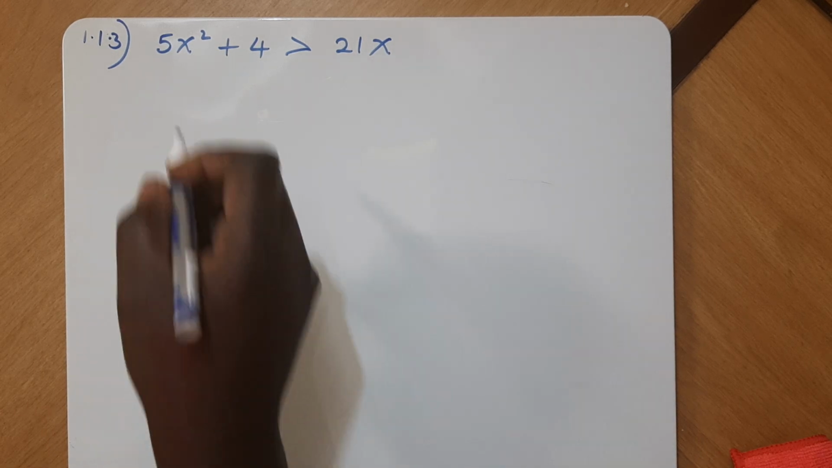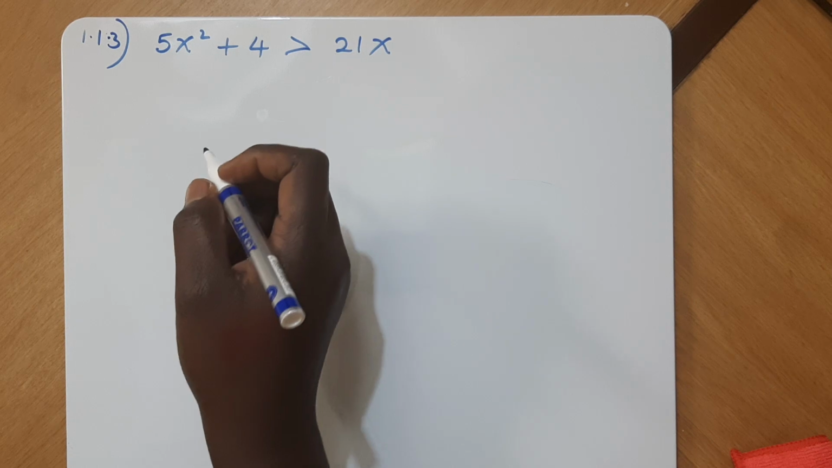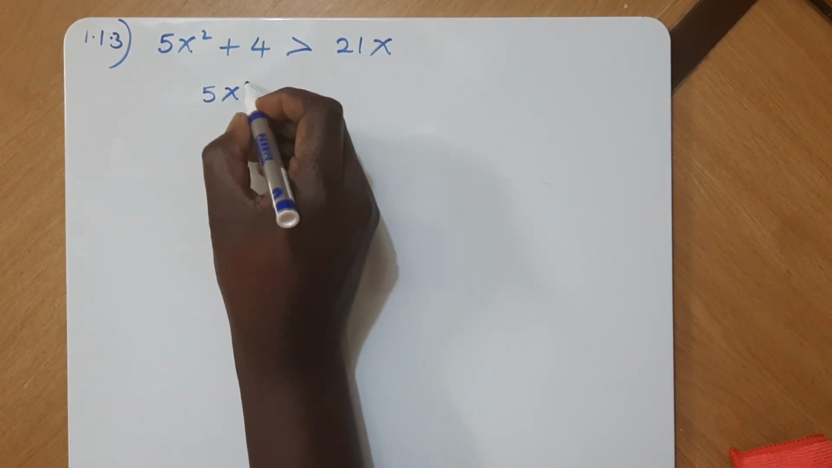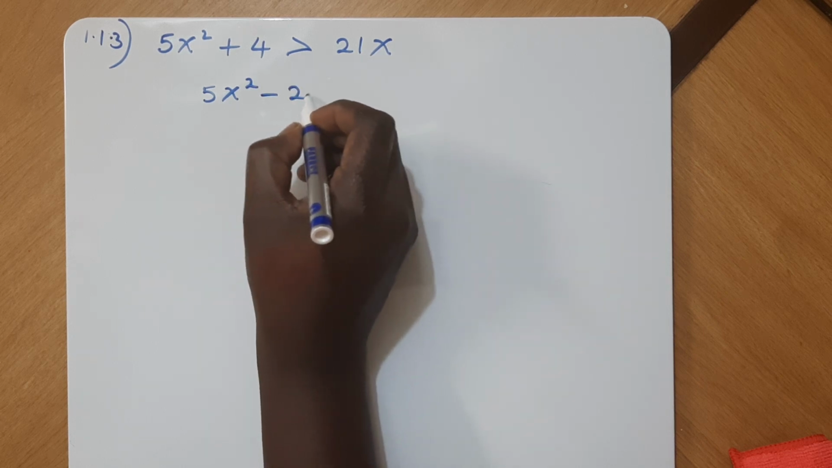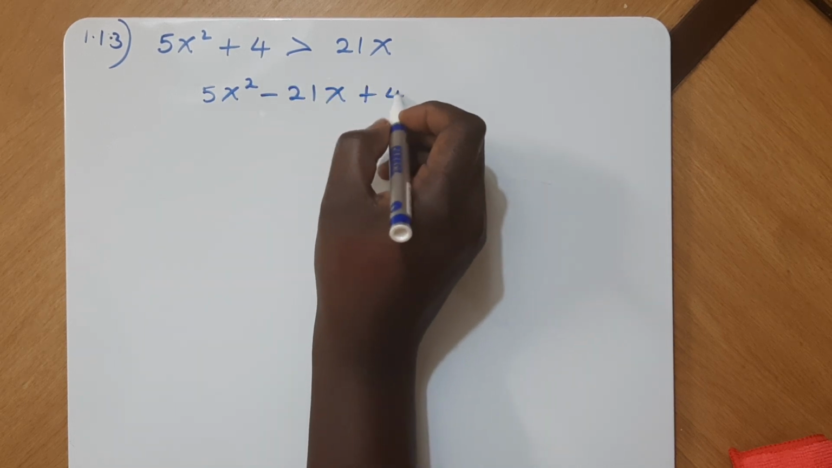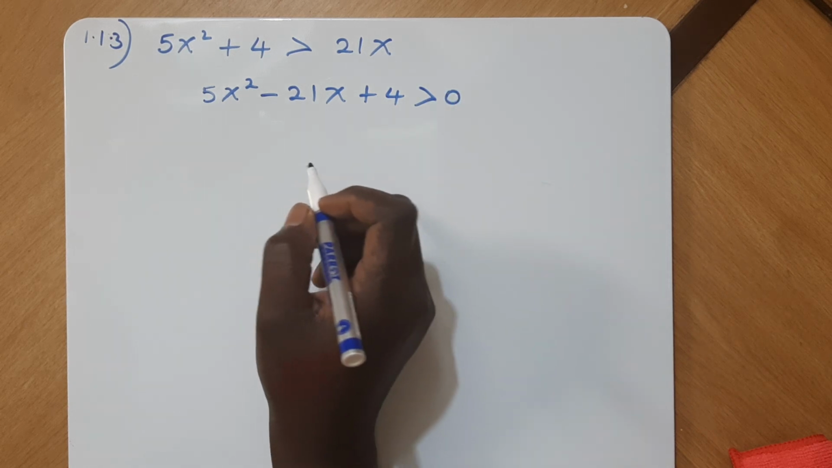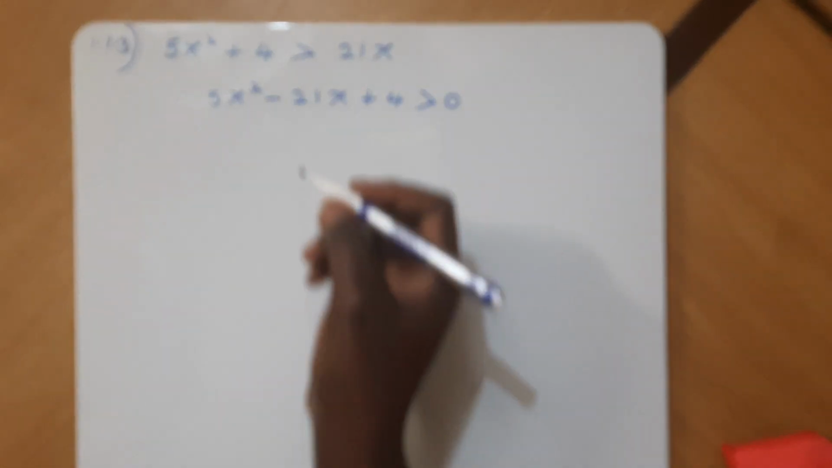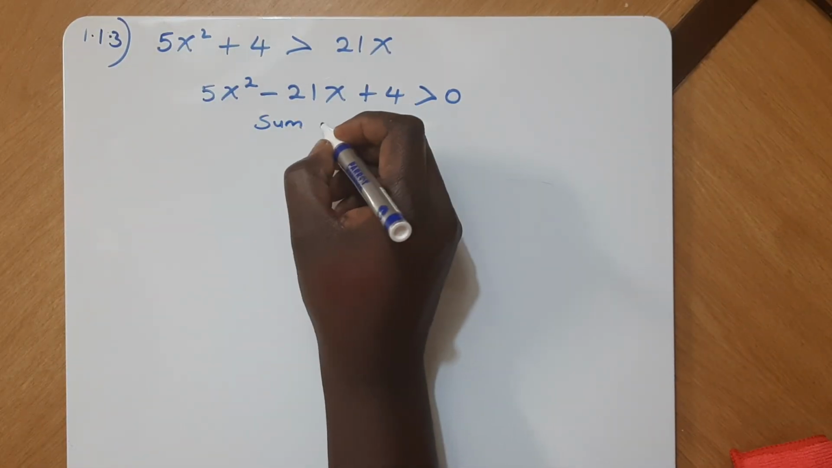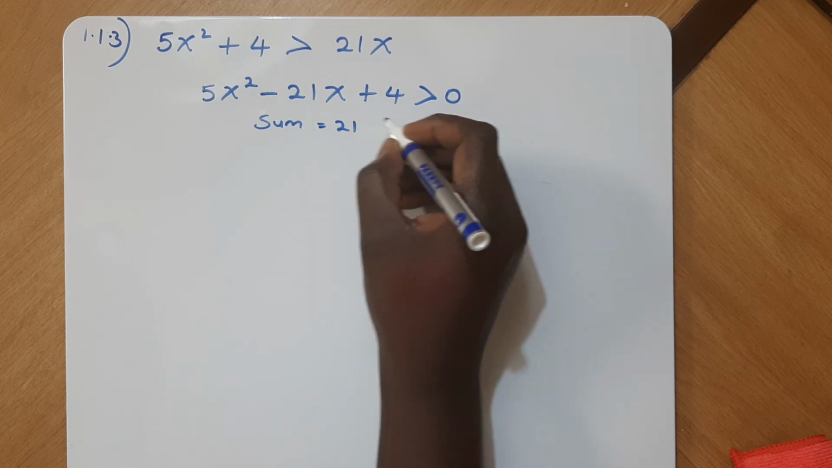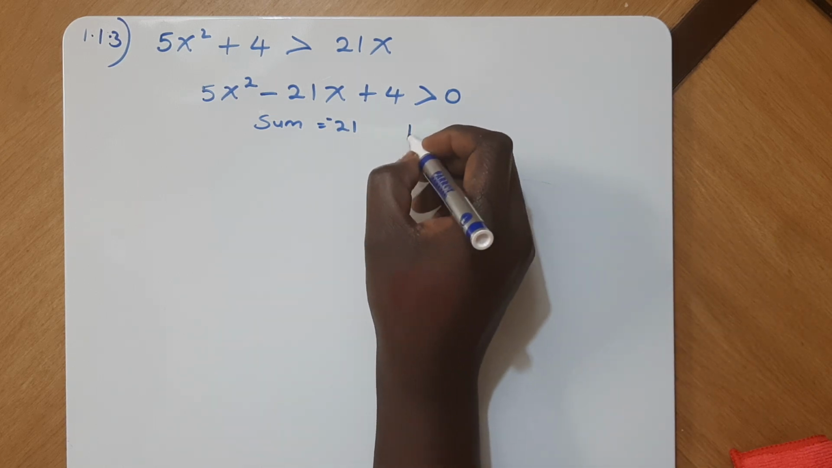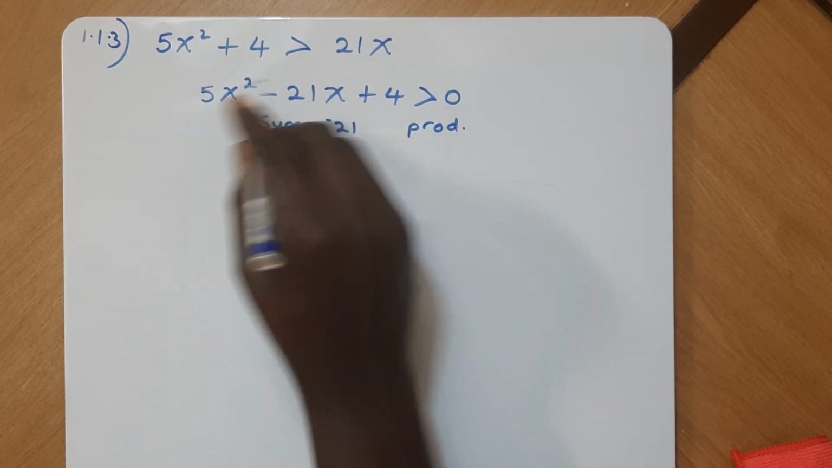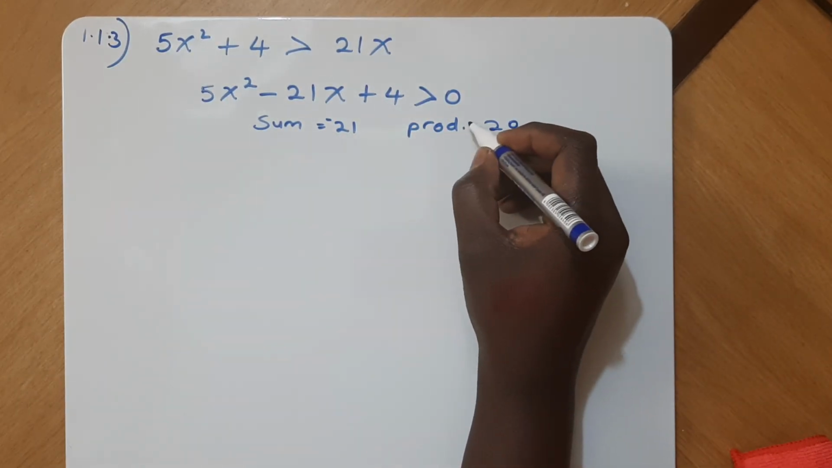Okay, our next equation, 5x squared plus 4x greater than 21x. So we bring the 21x this side and make it in the right form of a quadratic, 5x squared minus 21x plus 4 greater than 0. So looking at this equation, we know that we need values whose sum is minus 21 and whose product is a times c, which is 5 times 4, product is 20.